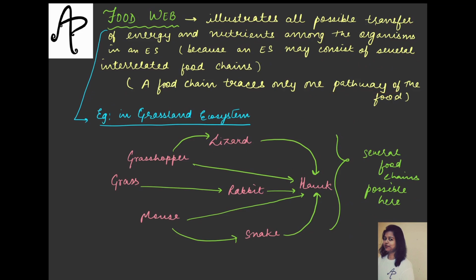हमने बात करी, let's say if we just consider this diagram, कि grass is eaten by rabbit, eaten by hawk. So this is just one single straight pathway. But in the ecosystem, this is not the only possibility that can exist, right? There will be numerous possibilities for different kinds of food chains to exist. So food chain as a separate concept will trace only one pathway of the food.